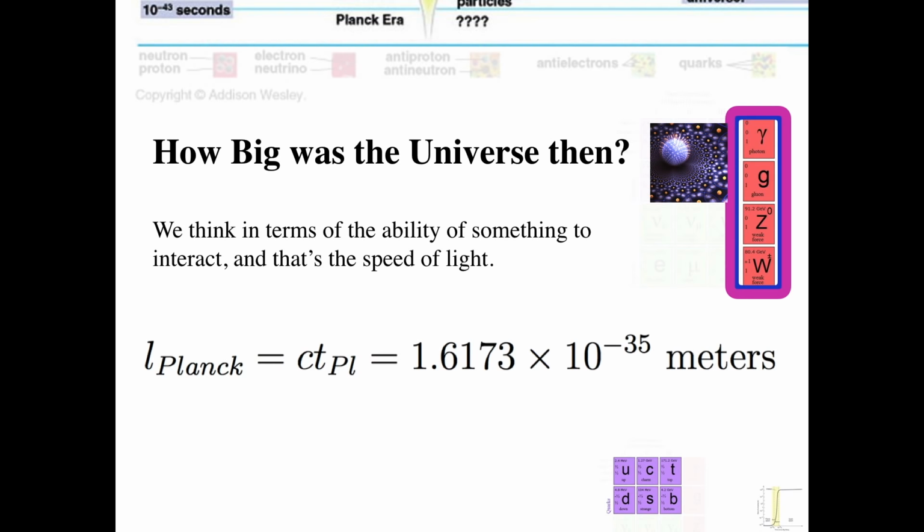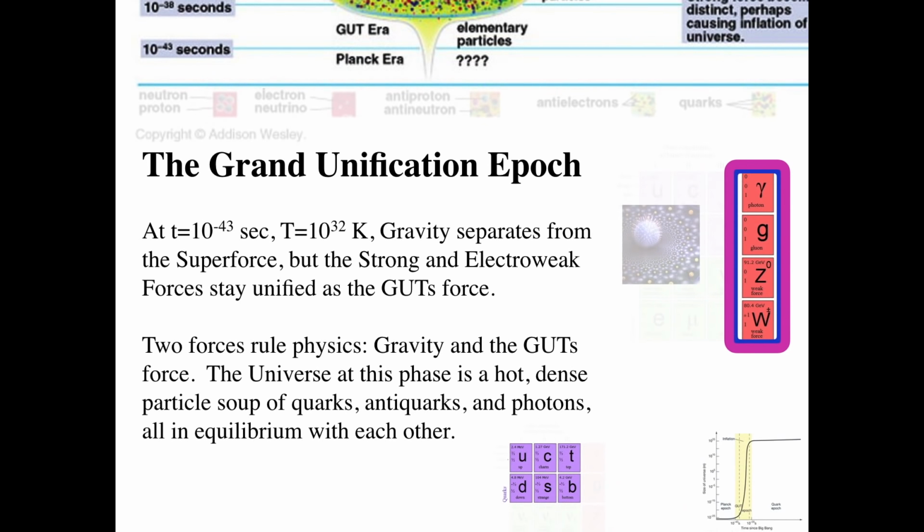All right. At that time, we would call it the Grand Unification Epoch. So at 10 to the minus 43rd seconds, the temperature is a staggering 10 to the 32nd Kelvin. And at that moment, gravity would separate from the superforce. So the end of the Planck era instantiates the grand unification epoch, where gravity separates away and the strong and electroweak forces are still unified together as the grand unified theory force. So then there are two forces ruling all of physics in this very short, early universe time: gravity and the grand unified theory force.